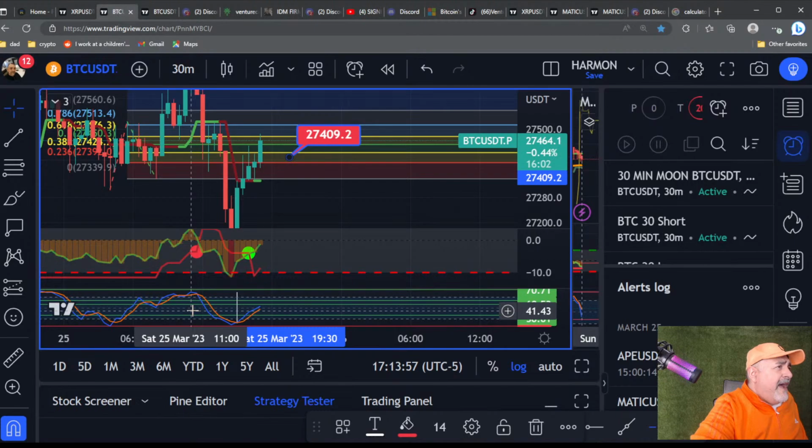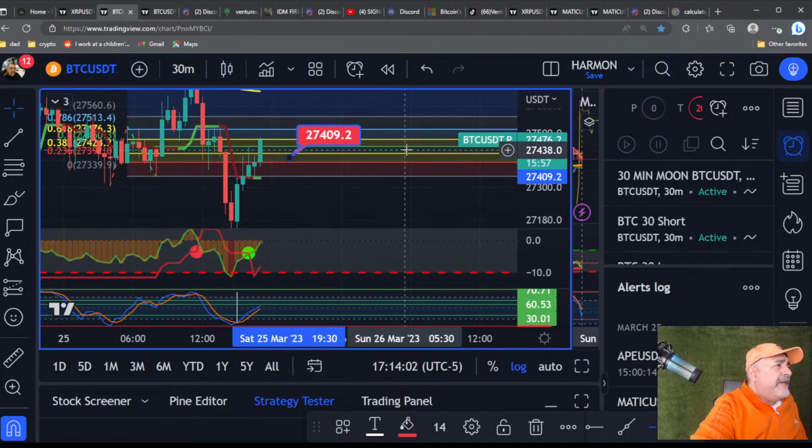This here is the RSI. This is the other part, but there's your target, right? So you're hitting your target. We're about to break through this target right now.